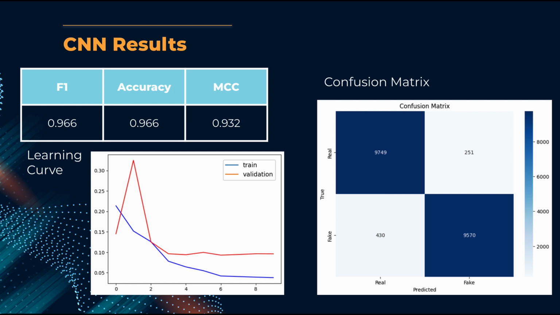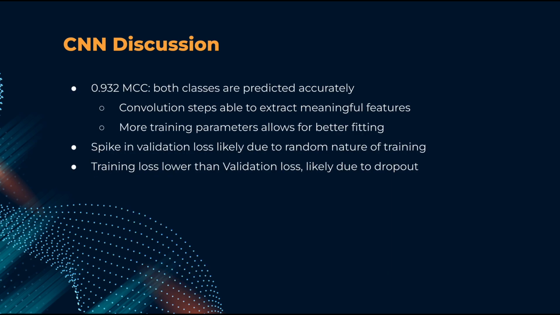And for our confusion matrix, we can see that most of the examples were predicted correctly, either as true positives or true negatives. So the high MCC score of 0.932 indicates that both classes are predicted accurately. Usually MCC is used for unbalanced datasets because it's a better measure of the ability to predict the correct label when the dataset is highly unbalanced, and it performs better than the F1 and accuracy score. In this case, our dataset was balanced, but we just included it as an additional metric.